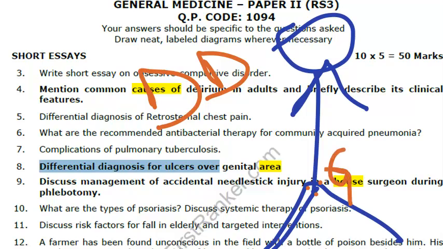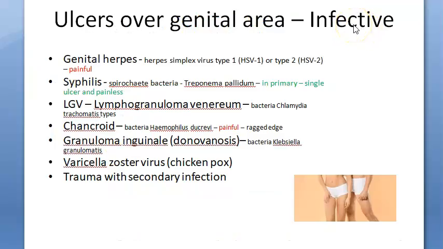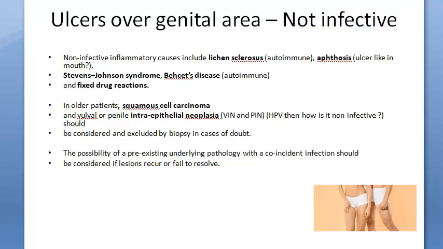So this is the genital area, and there are ulcers over the genital area. What are the differential diagnoses? For 5 marks you have to explain, okay? First we look at all the infections that can happen there which can leave an ulcer. Then we will look at the non-infective causes. Here you can have some autoimmune condition, a drug reaction, or even a carcinoma. So we'll come to this.